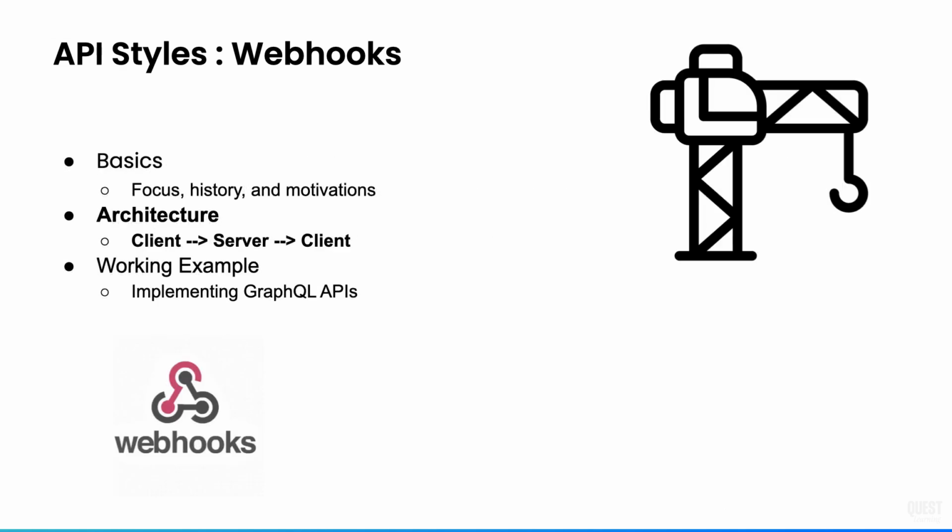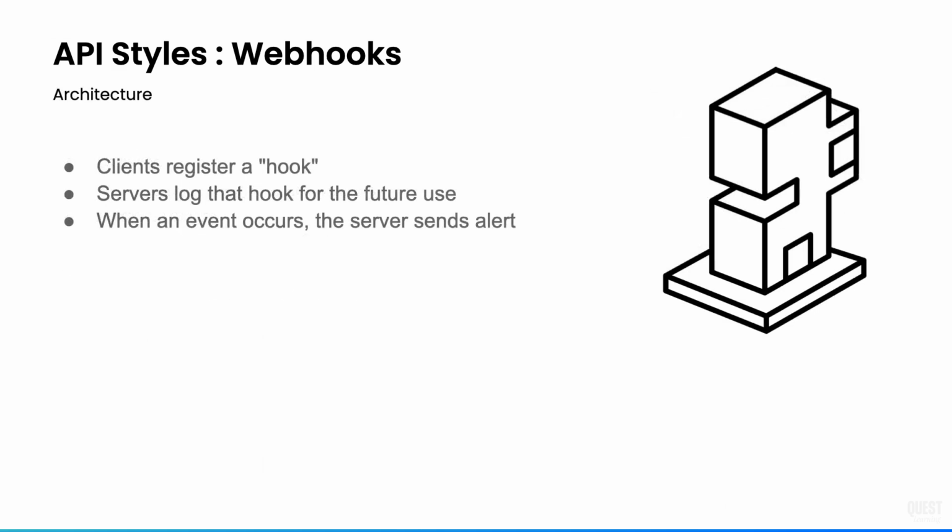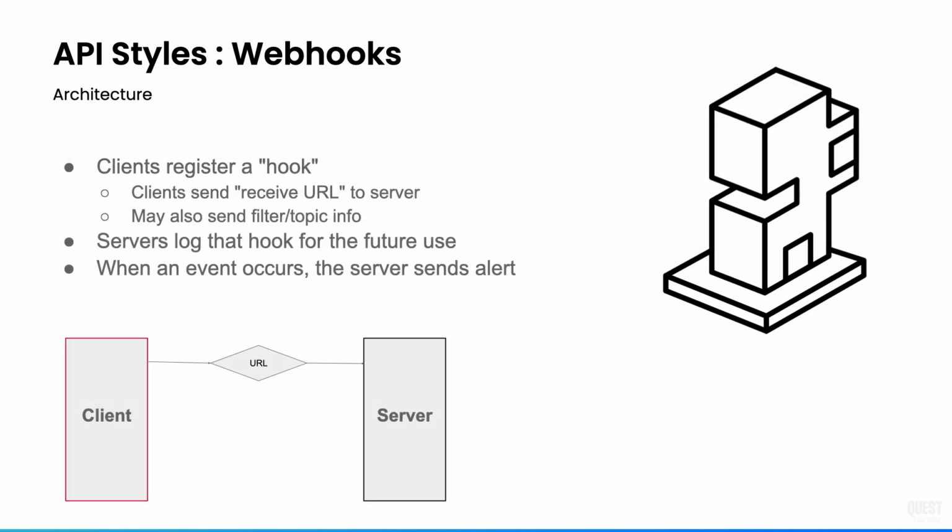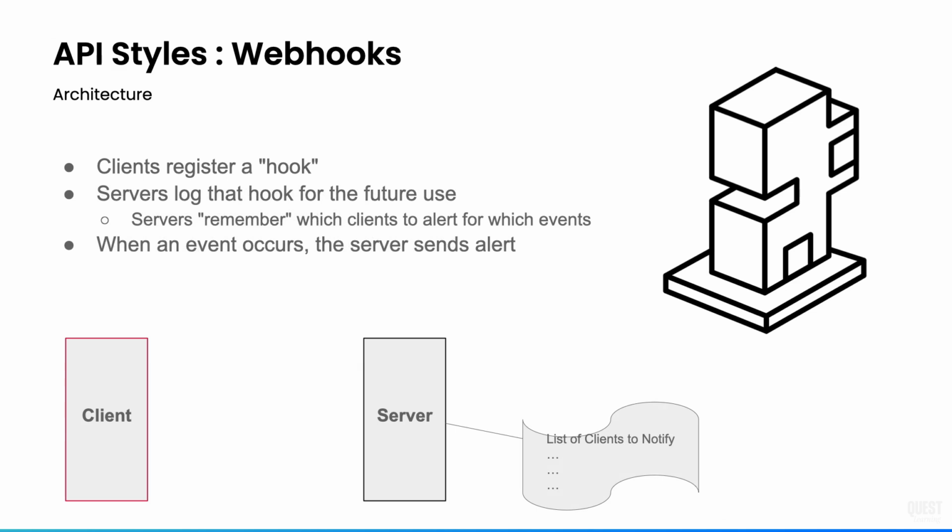So let's take a look at the architecture, how this really works out. As I mentioned, clients register a hook. Clients send a receive URL, or a "use this URL when you're sending me messages," to the server. In more complex or involved webhook systems, they may also send a filter or topic bit of information. In other words, if you get information about welcome messages, send me that information at this URL. So clients share a URL with the register server. Servers then log that URL or that hook for future use.